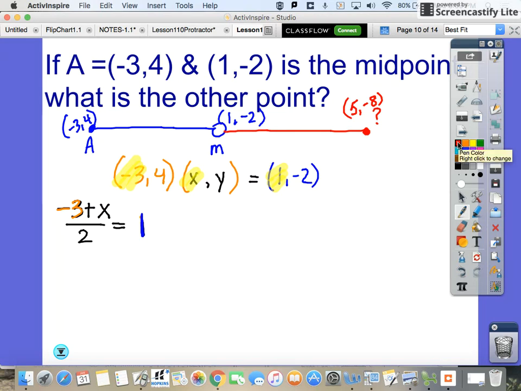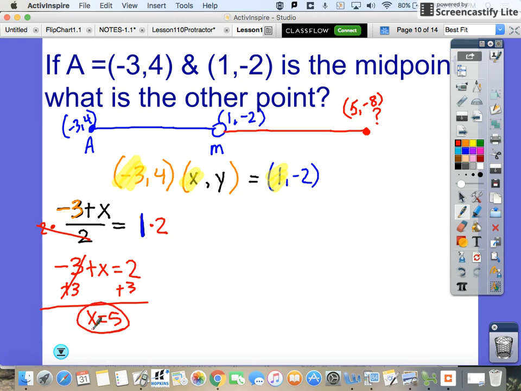It's going to be the same steps every time. So first you multiply by 2. Negative 3 plus x equals 2. Plus 3. X is 5. Okay? Then we're going to do the same thing, but with our y values.